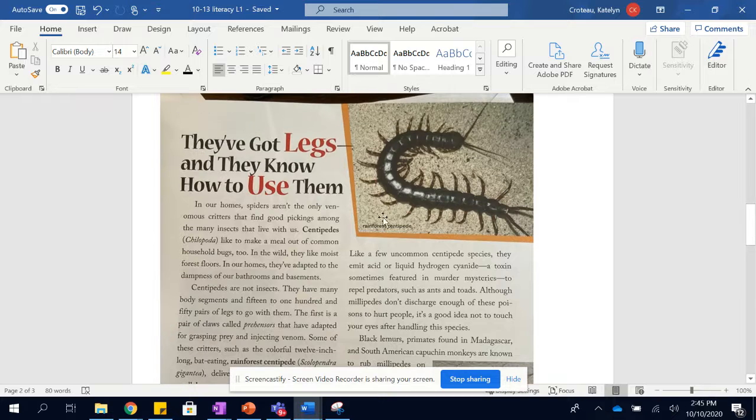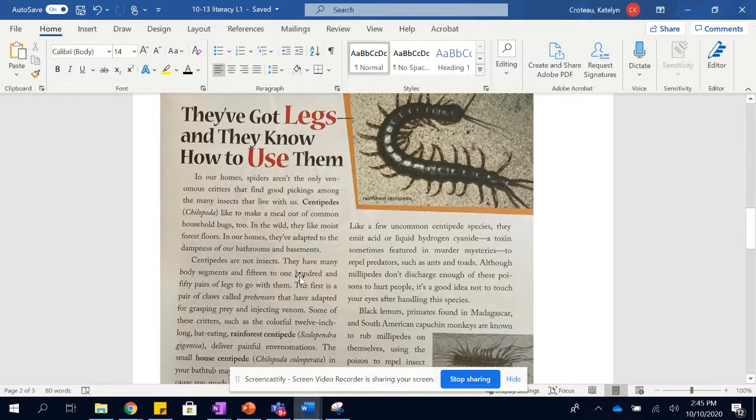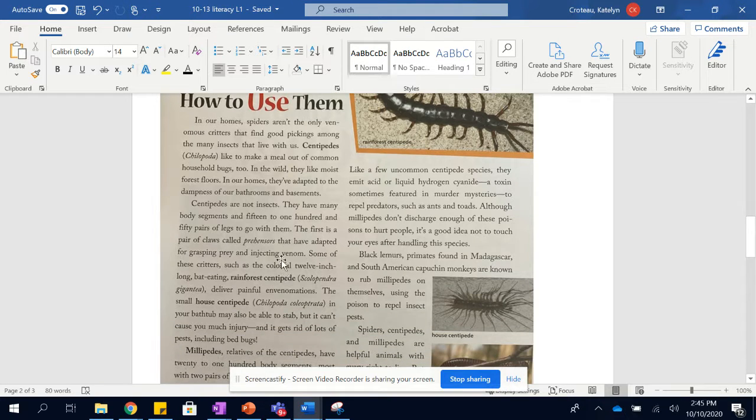The first pair of claws up at the front, right, are called prehensors. It's just the pair of claws that have adapted for grasping prey and injecting venom. Remember, venom is something that, when it gets into the body of certain animals, can be deadly, or it can cause paralysis or something like that as well, depending on what they're injecting, what animal they're injecting, and how poisonous or not their venom is.